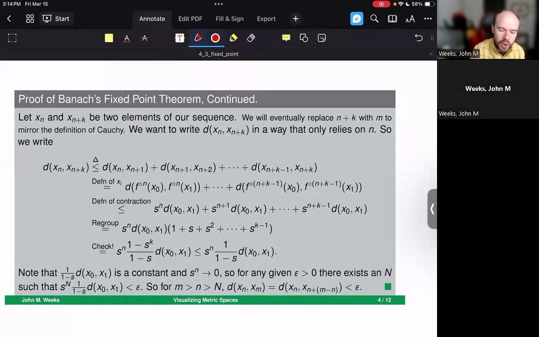Let's start by saying that x sub n and x sub n plus k are two elements of our sequence. The only reason for writing n plus k here instead of the value of m is to emphasize that n plus k is k terms along from the value of n. This establishes a few things. One, this value of m is greater than that of n, and that's without loss of generality. If n had been greater than m, we would have just switched their roles in the Cauchy definition.